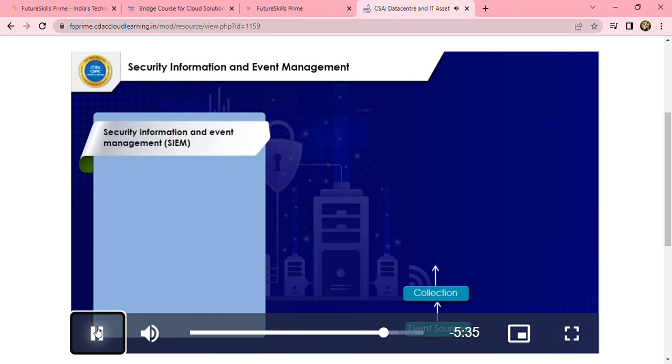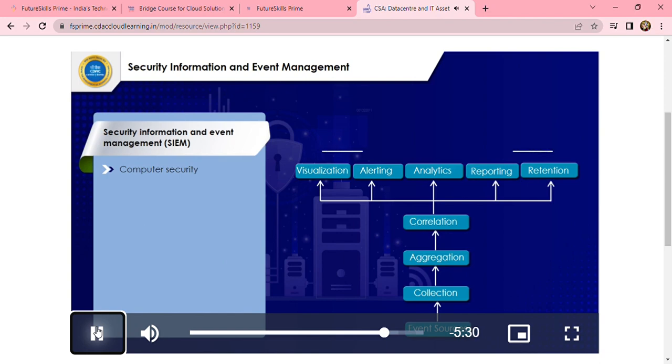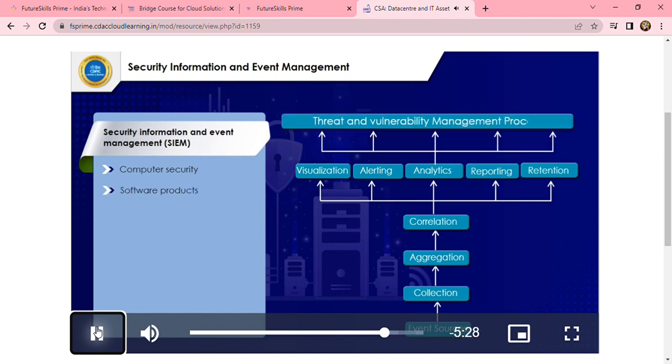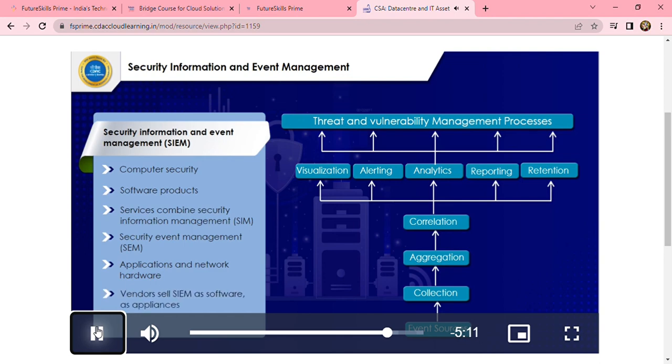Security Information and Event Management (SIEM) is a field in computer security where software products and services combine security information management (SIM) and security event management (SEM). They provide real-time analysis of security alerts generated by applications and network hardware. Vendors sell SIEM as software, as appliances, or as managed services. These products are also used to log security data and generate reports for compliance purposes.